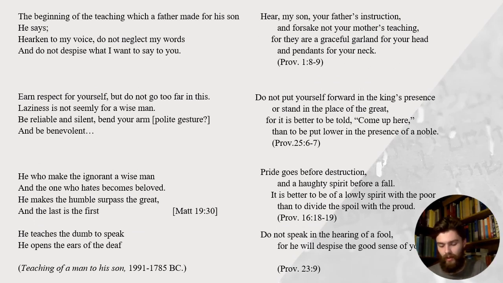This is an Egyptian text, simply called the teaching of a man to his son. But it starts off with a very similar phrase: the beginning of the teaching which a father made for his son. He says, hearken to my voice, do not neglect my words, and do not despise what I want to say to you. This is very similar to the words in Proverbs 1. Hear, my son, your father's instructions, and do not forsake my teaching or your mother's teaching, for they are a graceful garland for your head and a pendant for your neck.